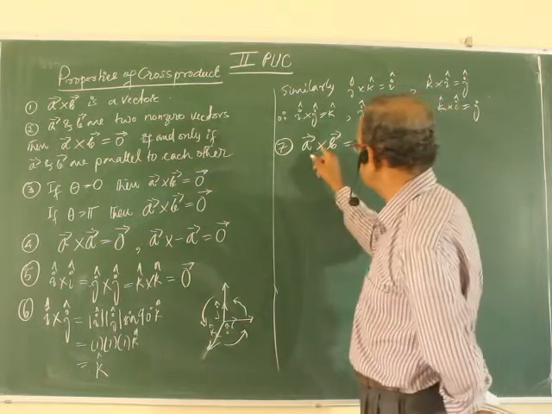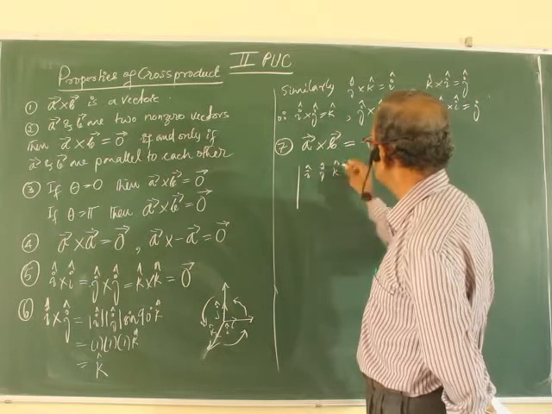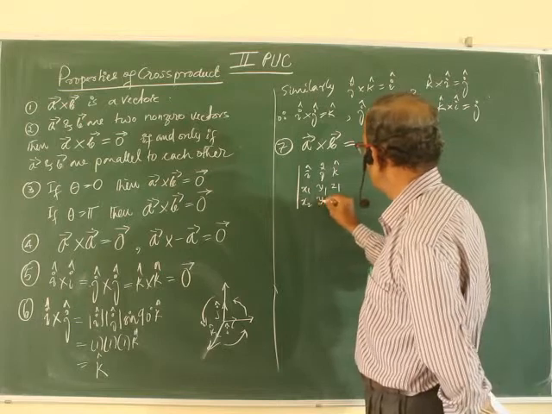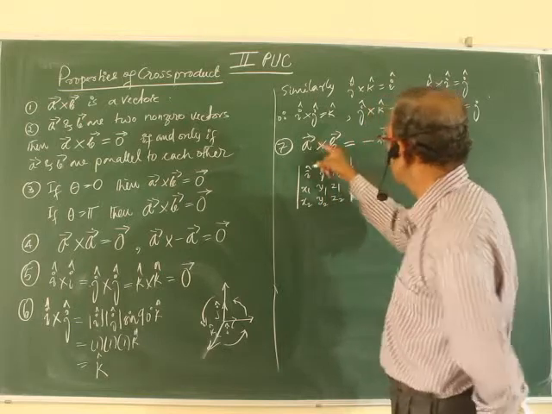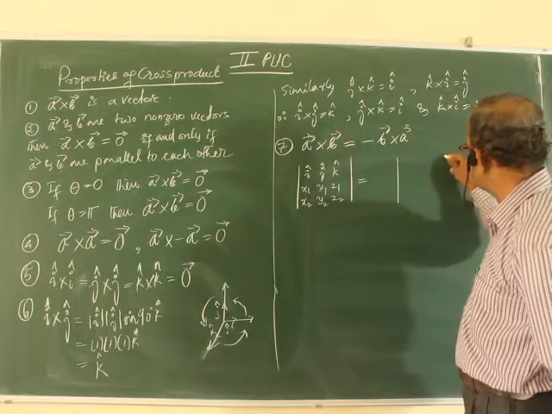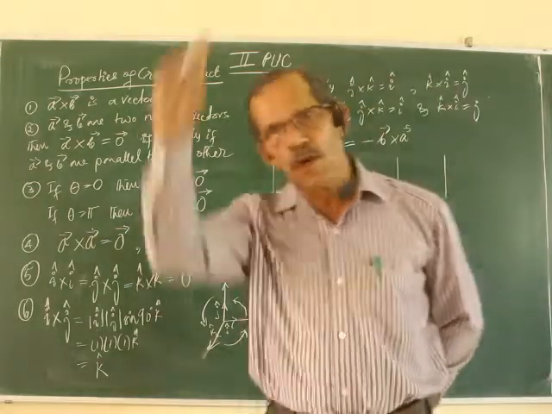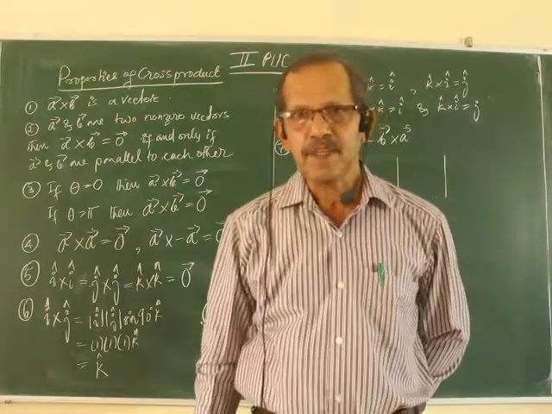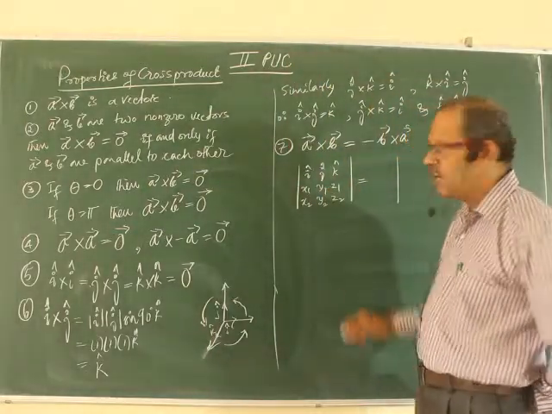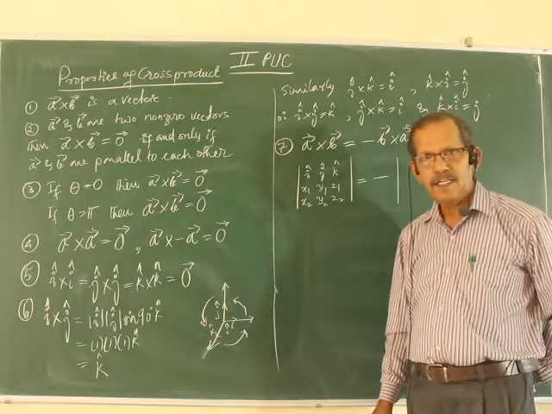Simple explanation is, A cross B, you know this: i, j, k, correct? x1, y1, z1, x2, y2, z2. This is A cross B, correct? Now, you know that if you interchange any two rows or columns, go back to the determinant chapter, the sign of the determinant changes. Do you remember that? Determinant chapter.